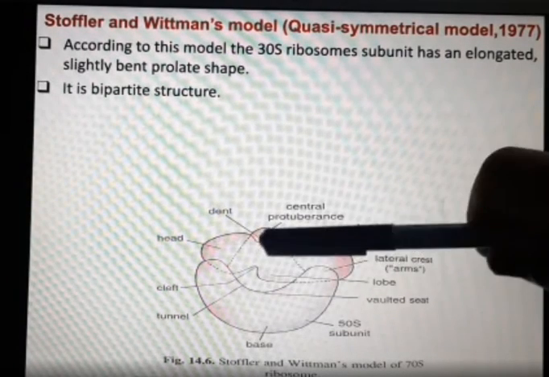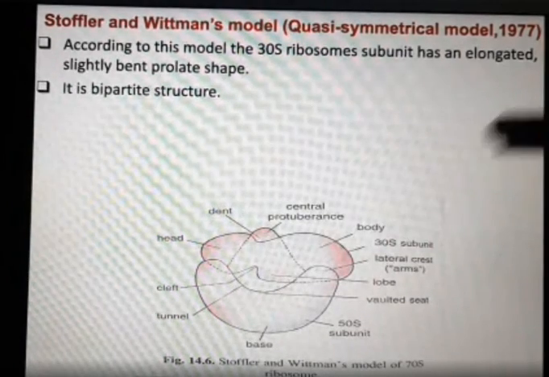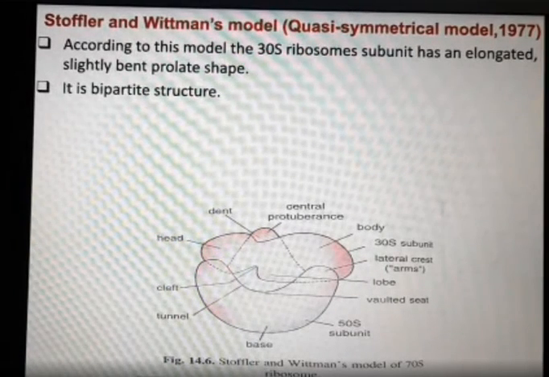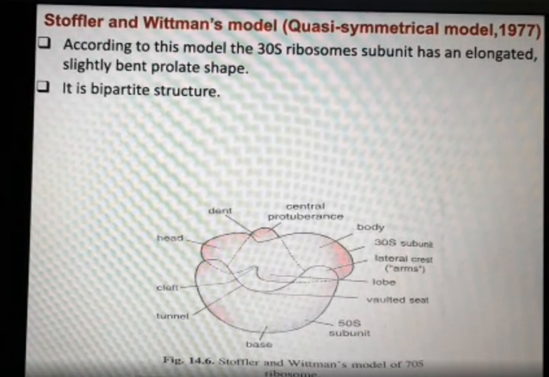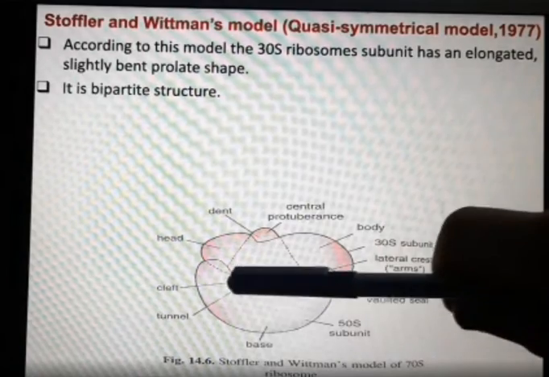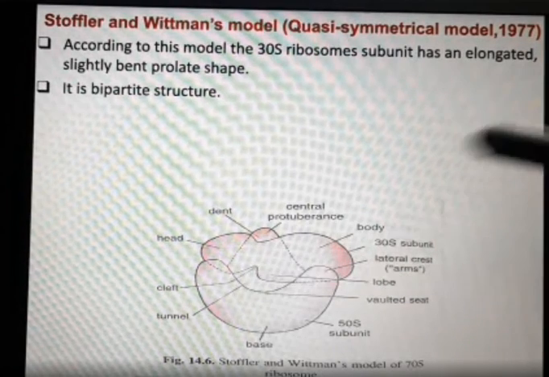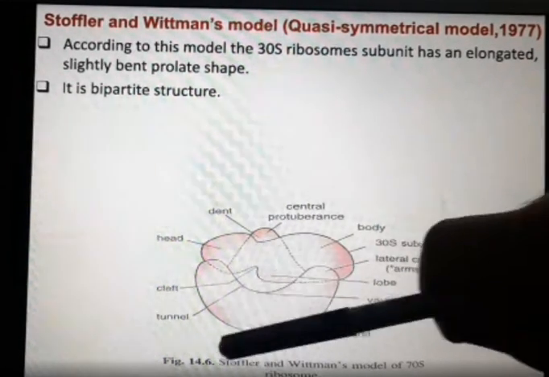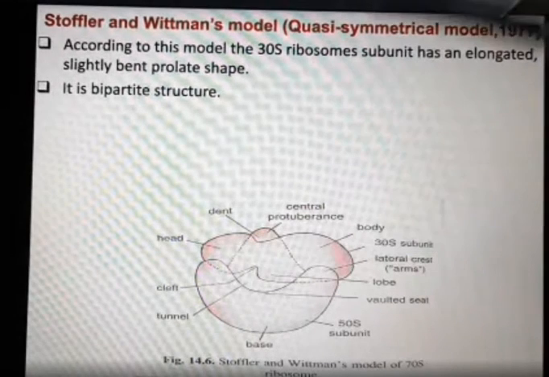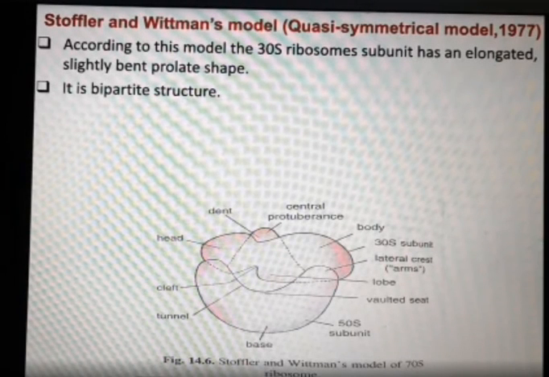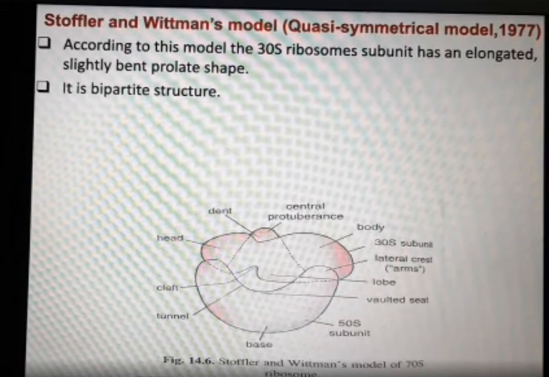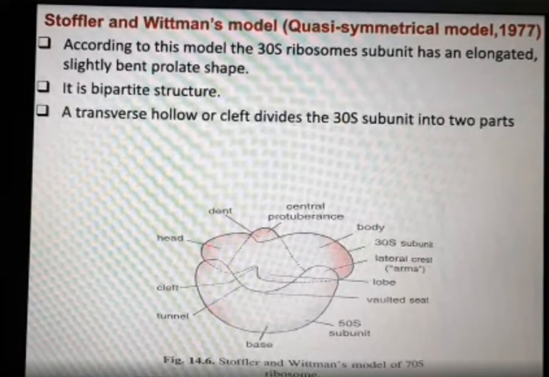The head is on the upper side. This is the main body. Then the central protuberance, meaning the central extension, is there, and this is the elevated seat. Actually, this part is mainly responsible for the production of proteins, and this is the base, and this one is the tunnel. That we will also discuss when we discuss protein synthesis. So this is the Stoffler and Wittmann model of the 70S ribosome.